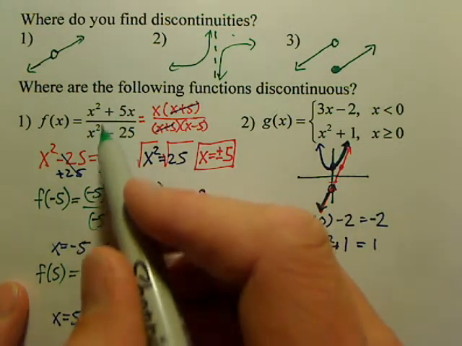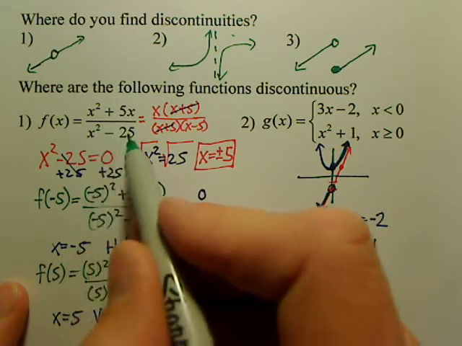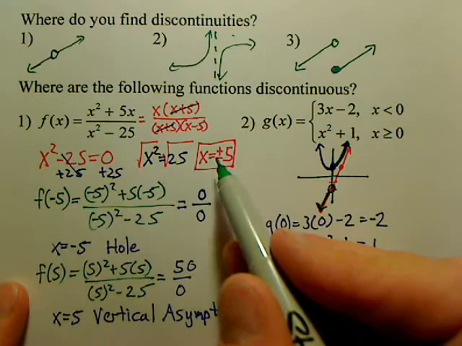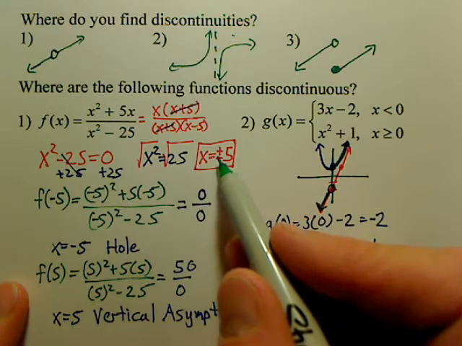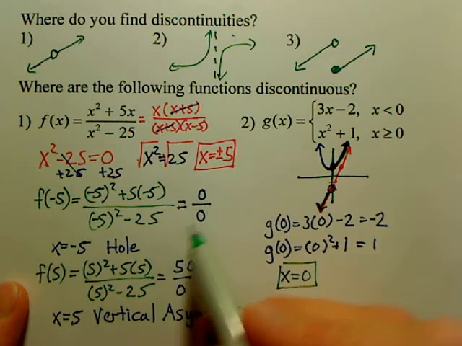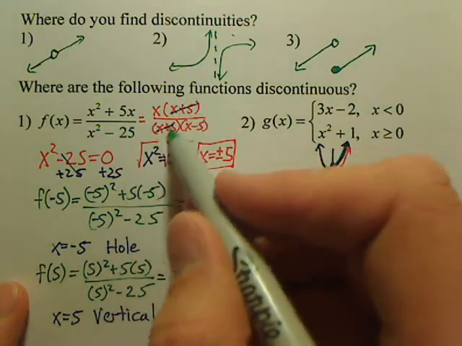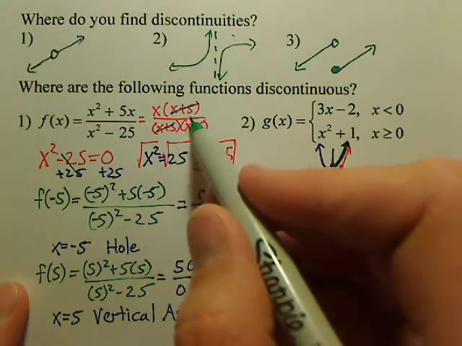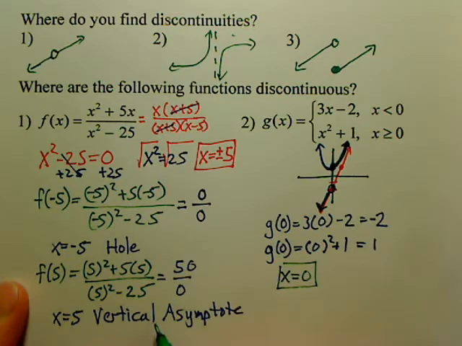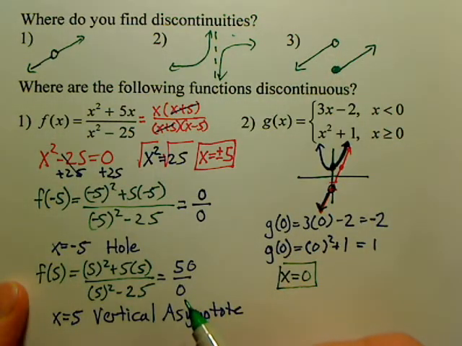On fractions or rational equations or functions, you want to set the bottom equal to 0 and solve it. Then sometimes you want to know what type of discontinuity. So you take your answers and plug them into the function. If you get a 0 over 0, it's a hole. If you get a number over 0, it's a vertical asymptote. You could also try to factor and cancel. Any cancellations will be a hole. What's left over will be vertical asymptotes most of the time. And again, these are the 3 most common discontinuities you run into.